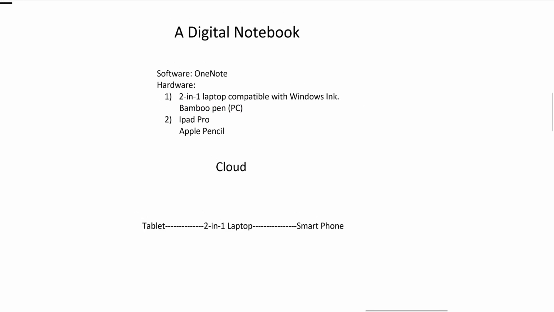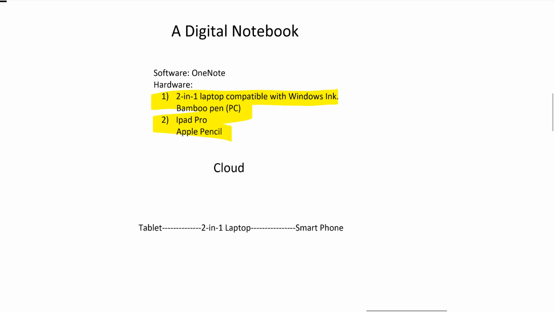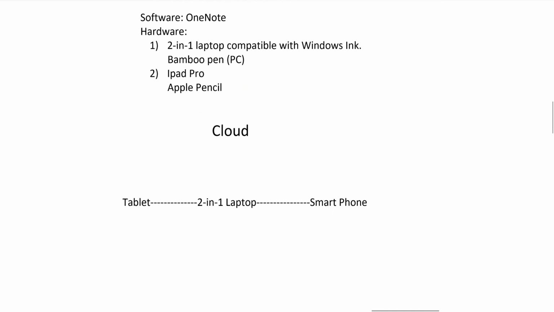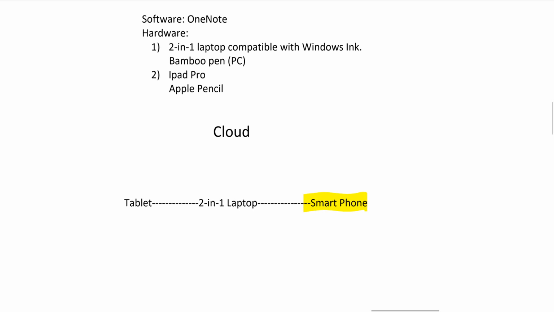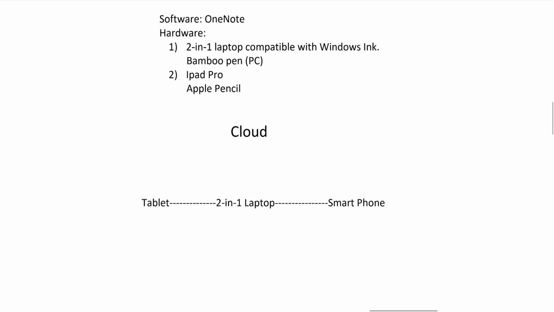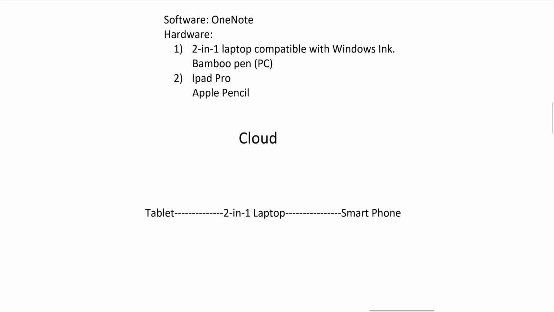So that's some of the equipment that I would recommend. You don't need both of these. You only need one, but I have both of them. And you can also back up your work with a smartphone. I want you to be aware that OneNote is available on all of these devices. So even Apple devices, you can use OneNote.